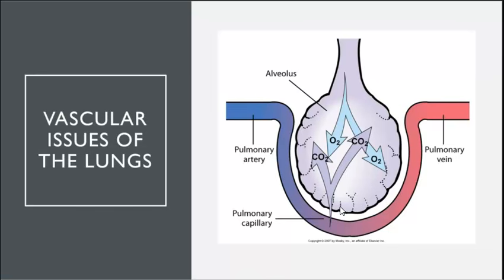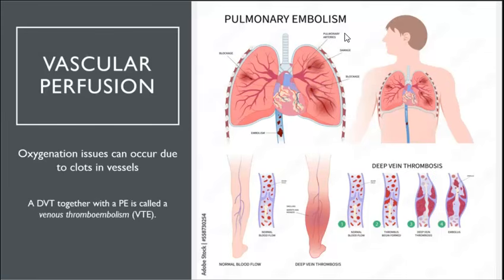So vascular issues of the lungs. Our capillary beds surround our alveoli, and that is where we exchange oxygen for CO2 so that we can breathe out that CO2 or carbonic acid. Vascular perfusion. Oxygen issues can occur due to clots in the vessels. So a DVT or pulmonary embolism. So a DVT with a PE is called a venous thromboembolism, a VTE. We can see here we have some clots.